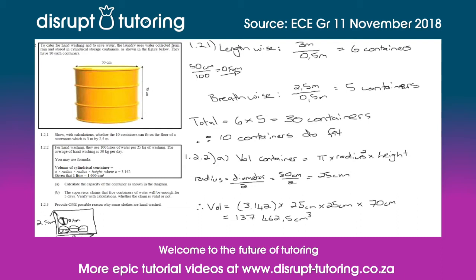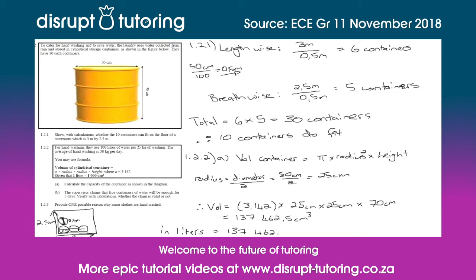And then we need to find out how many liters. In liters, they've told us that 1 liter is 1,000 centimeters cubed. So if we divide this centimeters cubed value by 1,000, we'll get it in liters. So therefore, in liters, it's going to equal this number here.